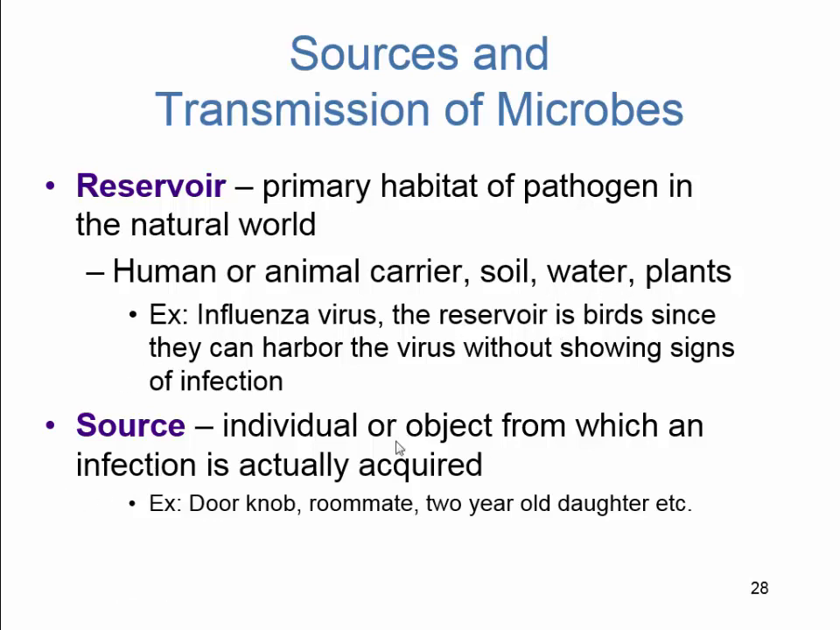Sources of infection are where the microbe is actually acquired. For example, you could acquire the infection from a source such as soil, which is also a potential reservoir. If you have a housemate who wears shoes outside, they pick up endospores on their boots, wear their shoes on the carpet, and then you come in contact with the carpet and pick up the endospore from what was actually a secondary source. So the source is the individual or object from which the infection is actually acquired. It does not have to be the reservoir, but it could be the reservoir.